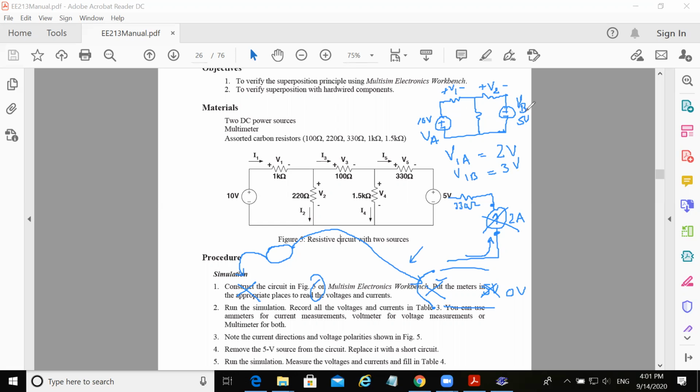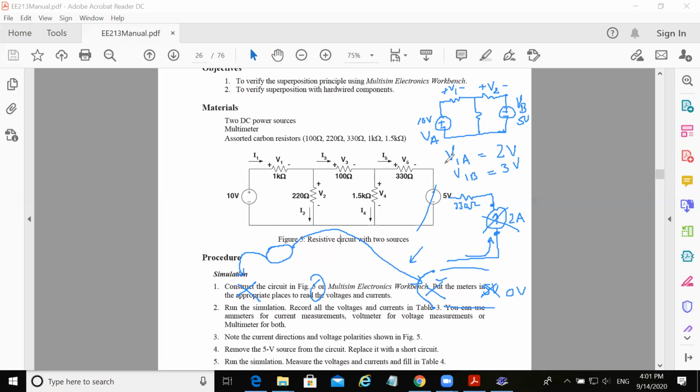Now, what will be the actual value of V1 in the original circuit where VA and VB both are active? It will be simply V1A plus V1B. And according to these example values, it will be 5 volt. Okay, so this is how we find all of these voltages using the superposition principle. So this was the idea.